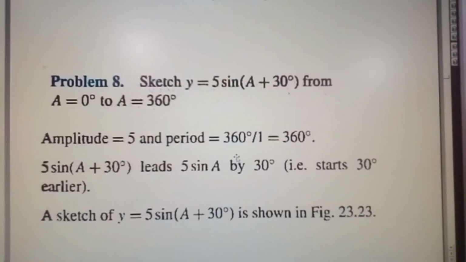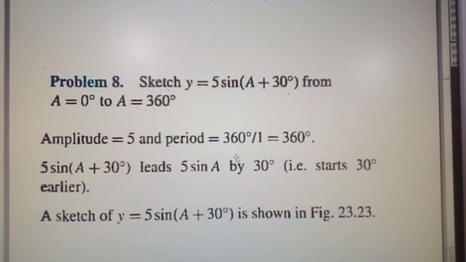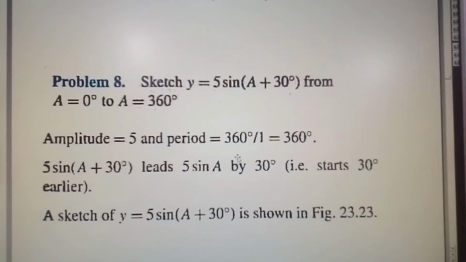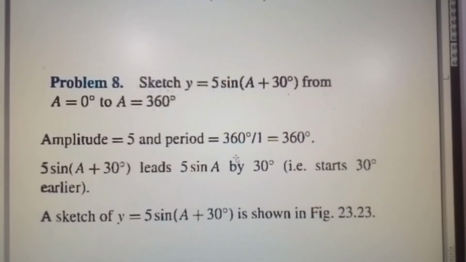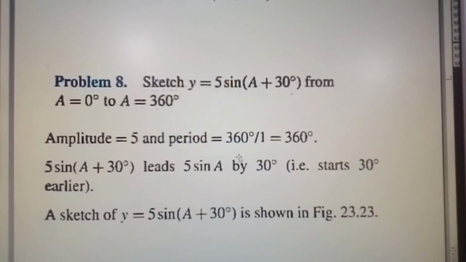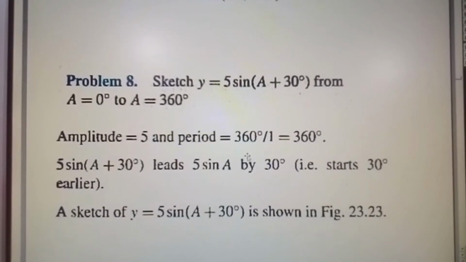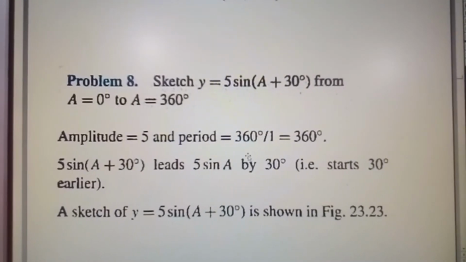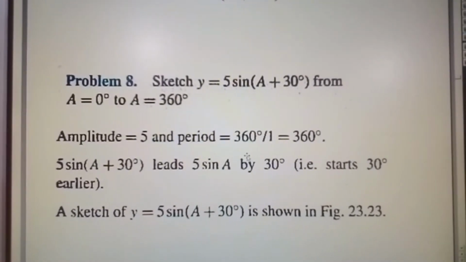Now problem 8, sketch y equals 5 sine A. Well, let me be precise: y equals 5 sine, open brackets, A plus 30 degrees, close brackets. I normally tend to ignore that because as I'm writing it, I don't need to think about it. But it's important that you bear that in mind and take it as it is written.